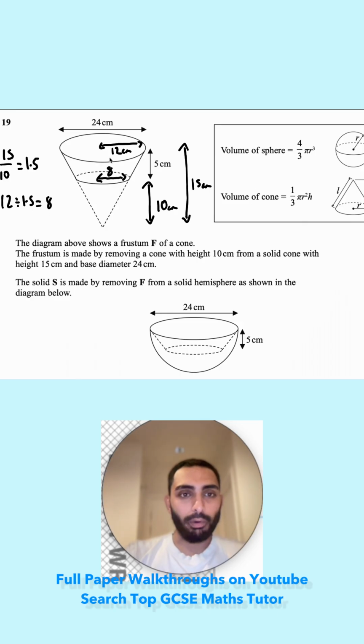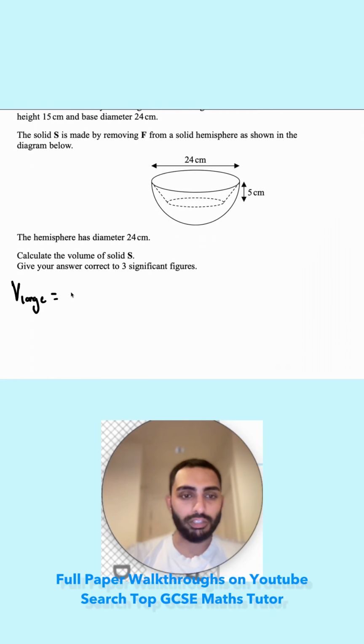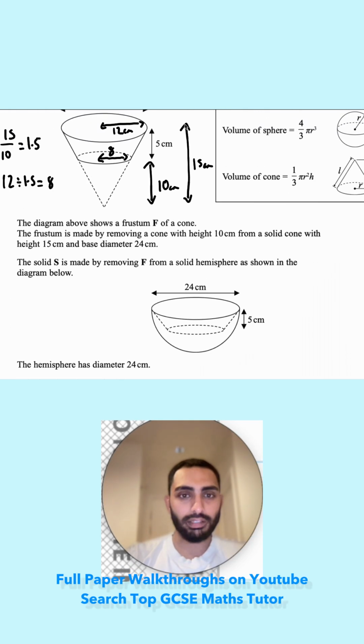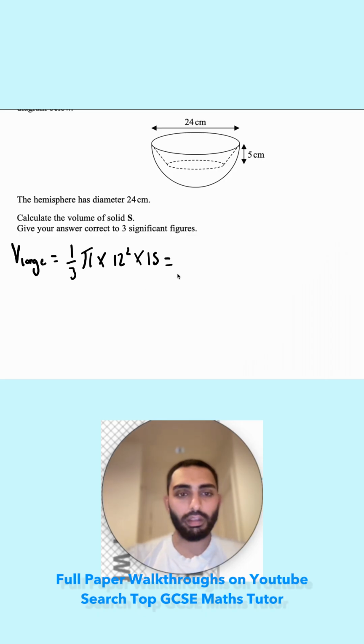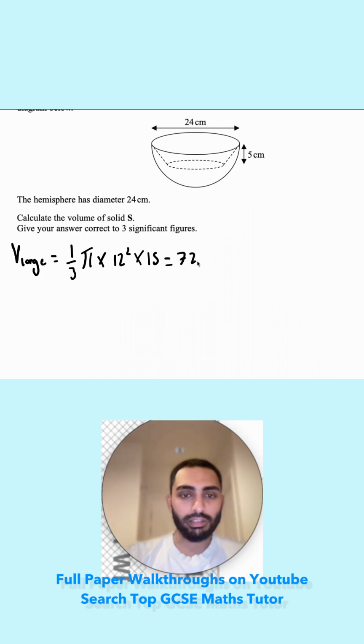Now I've got my radii for both of these and I've got my heights for both of these. We just need to substitute all of these into the formula and then take away the smaller one from the larger one. So we'll do the larger one first. The volume of the larger one is equal to 1/3 pi r squared h. So 1/3 pi multiplied by my radius, 12 squared, times my height, which is 15. Type all of that in. I know 1/3 times 15 is 5. So I'll just do 5 pi multiplied by 144, which is 720 pi. That's 720 pi.